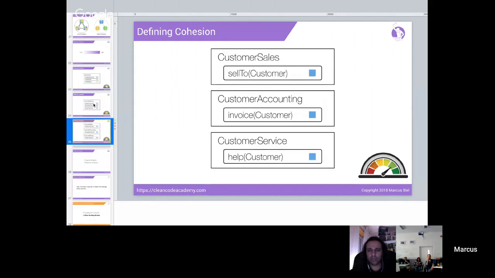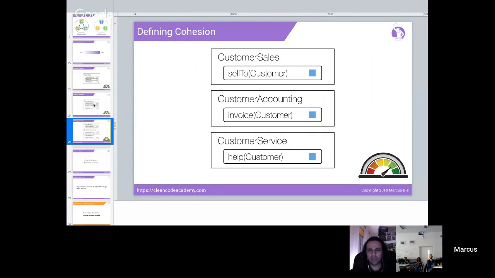We can go one level further. We could further split this up, and we could have three distinct components: customer sales, customer accounting, customer service. Now, as you see, this is much more cohesive again. So now, does this mean we should always go for this? No, actually not, because again, there is no free lunch. There's always a trade-off to make.